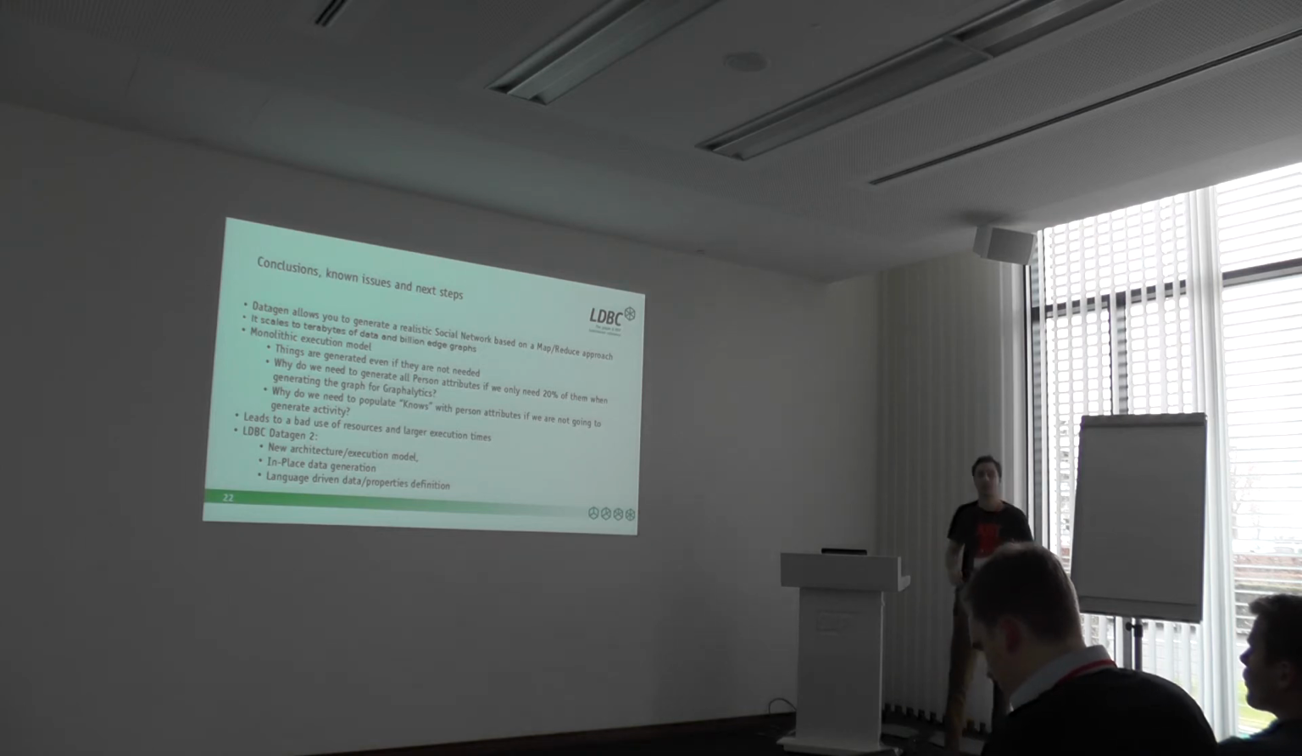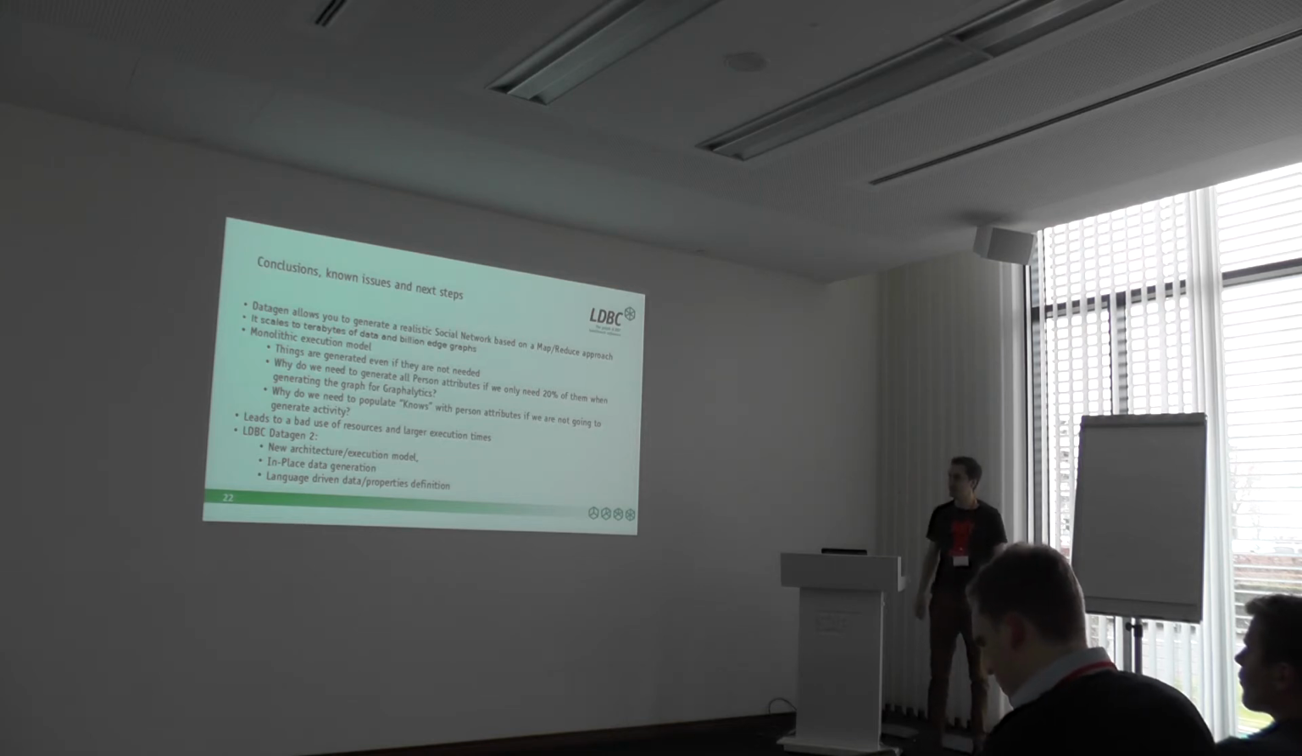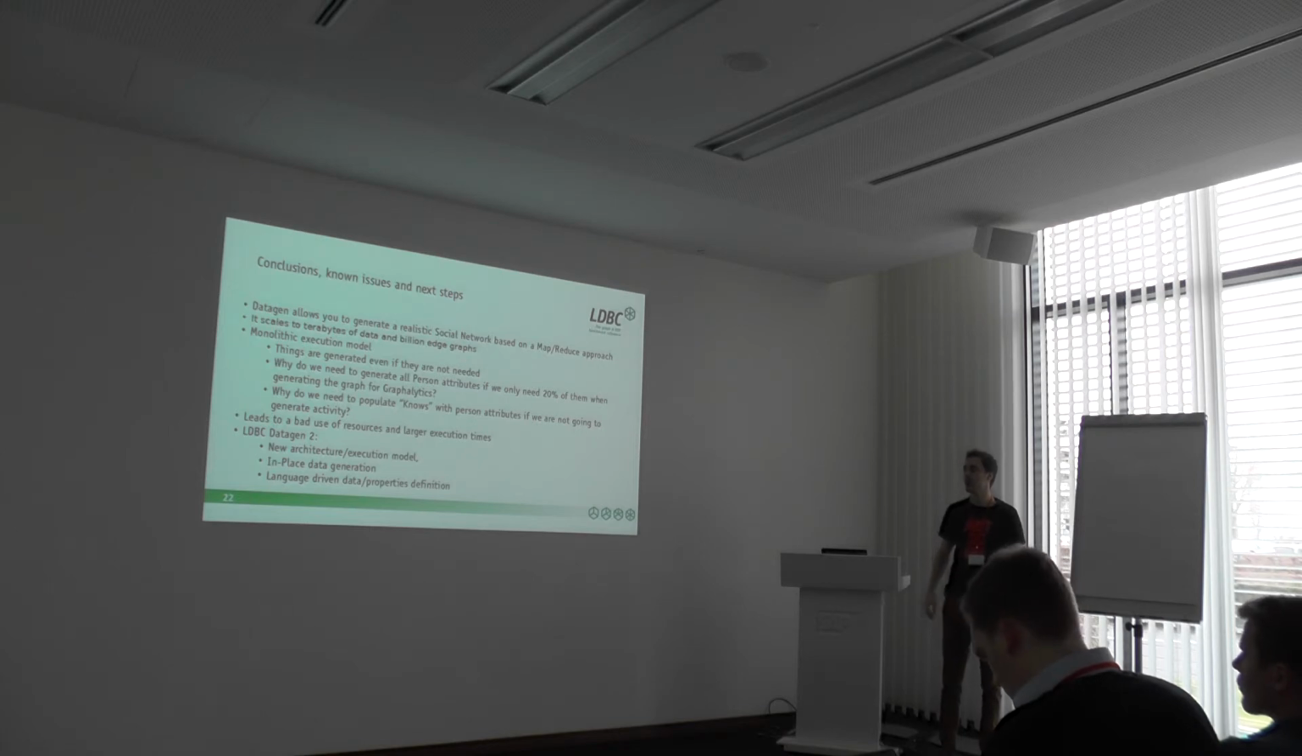In the case of Graphalytics, we are generating a lot of attributes for persons, but in the end we just need some data that is computed based on country and the graph structure. We don't need the persons, but we pay the price. So this hinders scalability. And what we are not going to do is to have a different execution path per workload, because then it makes it unmaintainable. So, as I said, this leads to bad use of resources. So, in Datagen 2, which is what we are working on, it's a completely new data generator with a new architecture execution model.